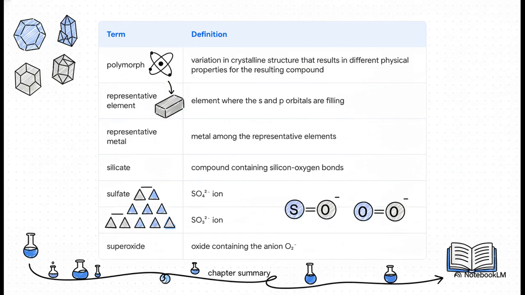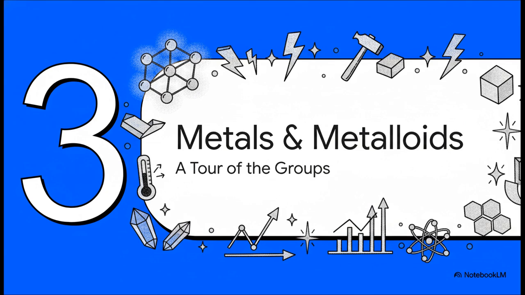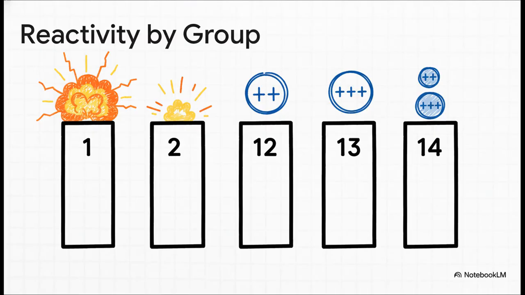Awesome! Now that we've got the lingo down, let's see how all these pieces fit together. It's time to put this vocabulary into context by touring the different types of elements. All right, first up on our tour, the representative metals and metalloids. These elements cover a huge range of properties, but what's really cool is that you can see these clear, predictable patterns as you move through the periodic table. This slide really breaks it down nicely.